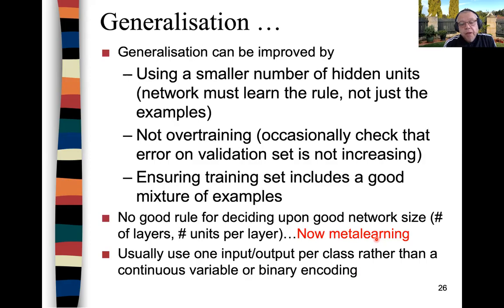There are even tools now, for example, Keras Tuner, which allows you to automatically find the optimal number of layers and number of units per layer. Actually, there are some really good references to explain this. Usually use one input-output per class rather than a continuous variable or binary encoding. Okay, that's detailed. Thank you.